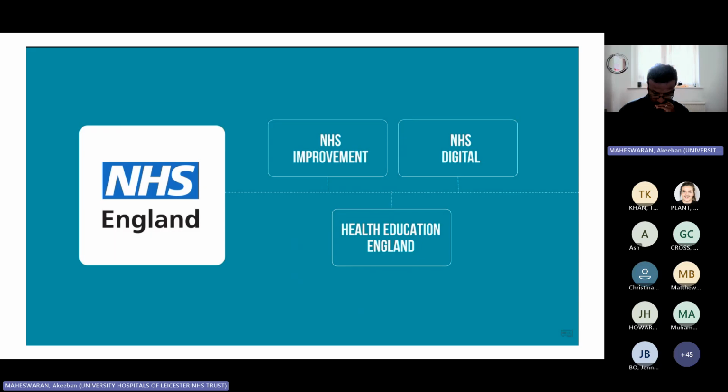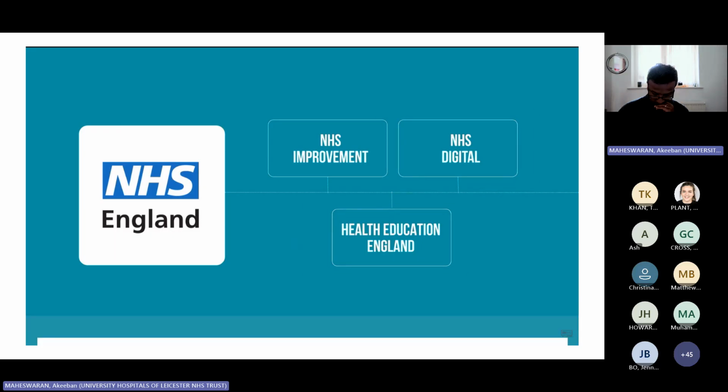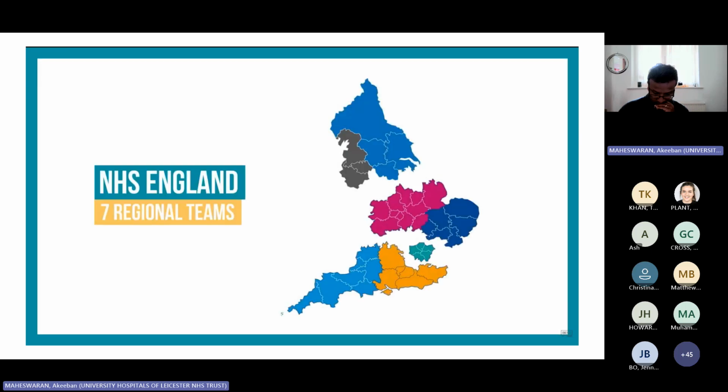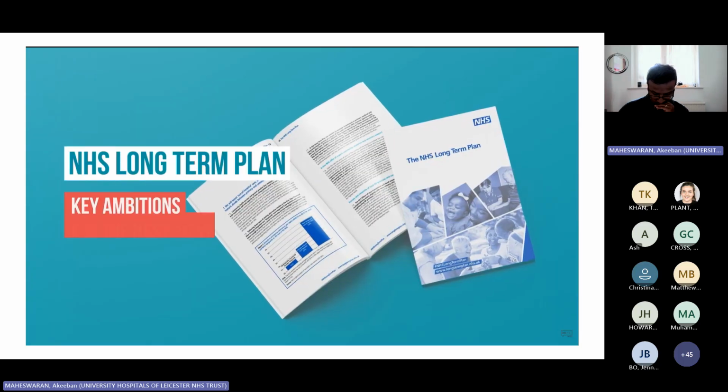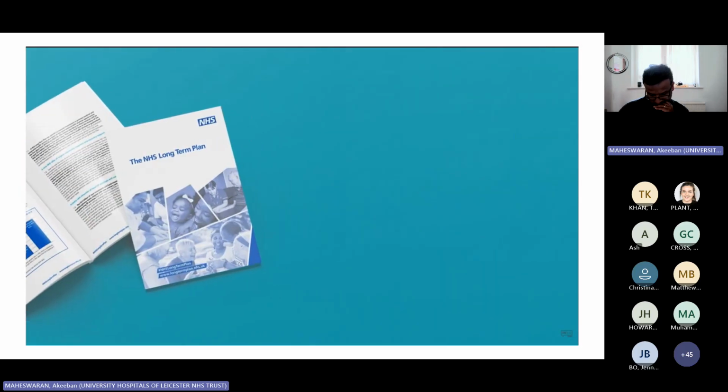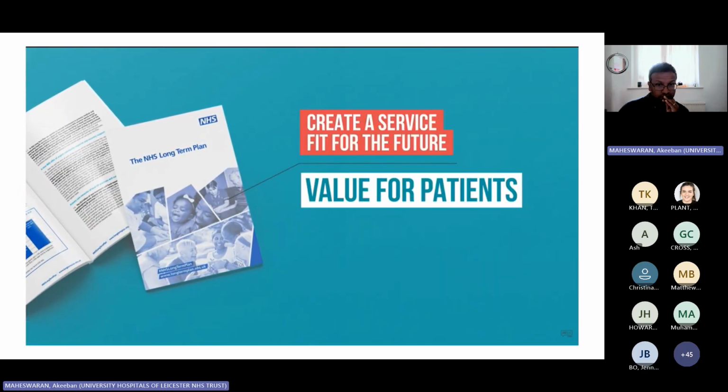NHS England has now also merged with NHS Digital and Health Education England. NHS England received the majority of the Department of Health budget, with funding for 2023 to 24 of £160 billion. NHS England works via 7 regional teams to support the delivery of the NHS long-term plan. The plan was published in 2019 and outlines the key ambitions for the health service for the next 10 years, to create a service fit for the future and get the most value for patients out of every taxpayer pound.